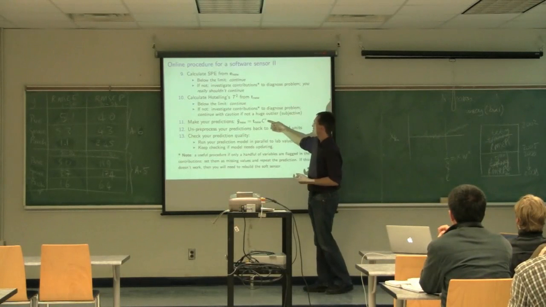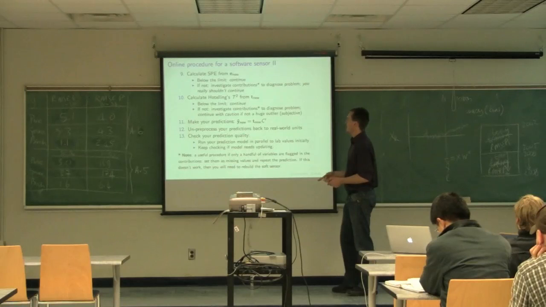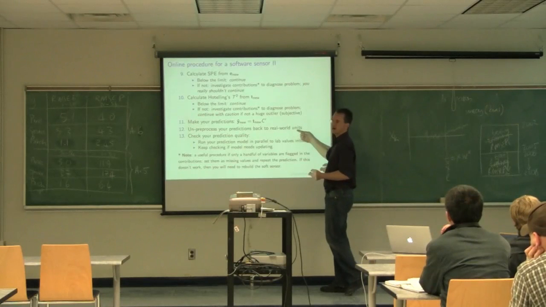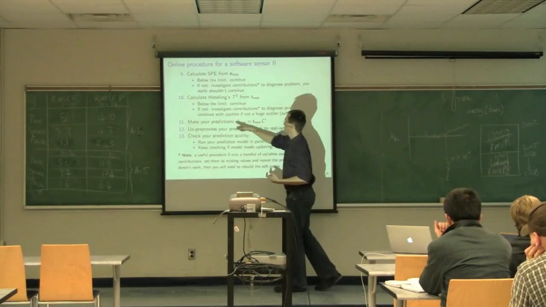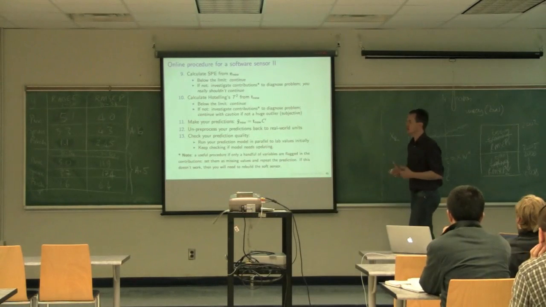Make your predictions if you're below the limits. Y is equal to TC transpose, and then unpreprocess your predictions back to real world units. So this prediction here is in preprocessed units, you need to get back to y hat in the real world units.